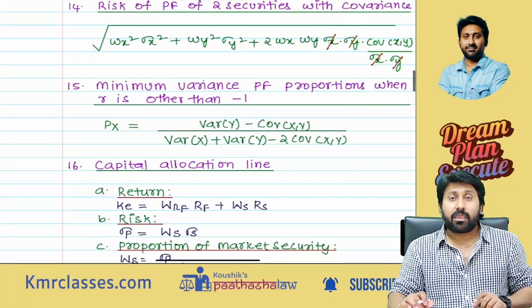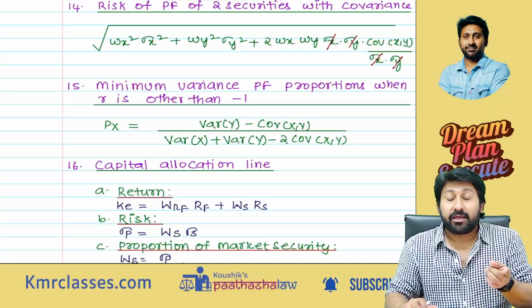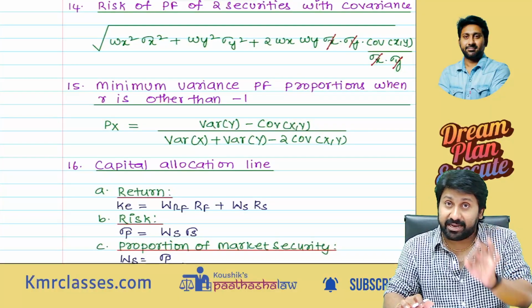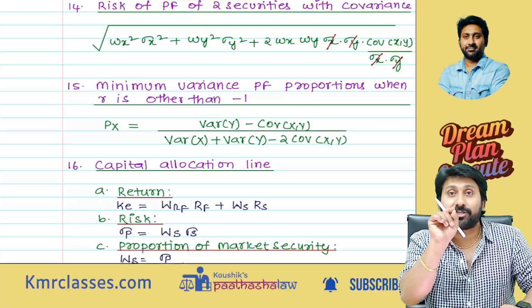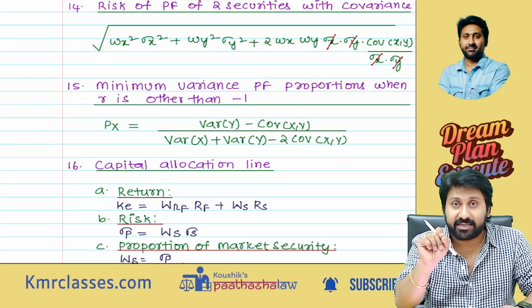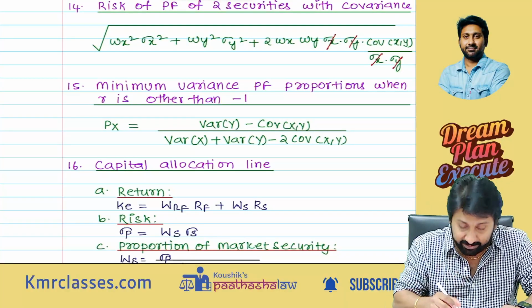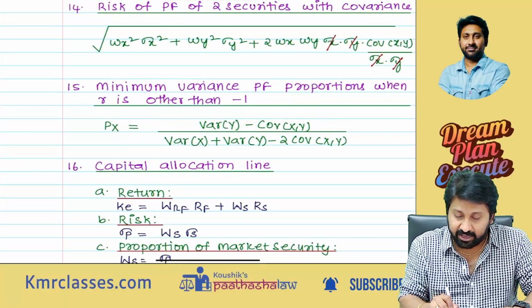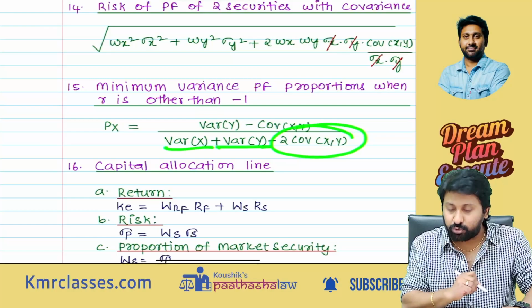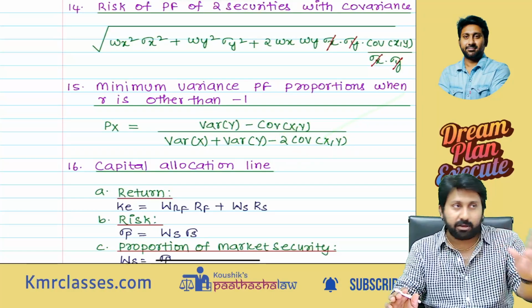Next, if portfolio correlation is -1, then risk can be reduced to 0 by investing in a proportion px equal to sigma y by sigma x plus sigma y. If it is other than -1, use this formula: variance of y minus covariance of xy, whole divided by variance of x plus variance of y minus 2 covariance of xy. Remember the formula, you have no option.